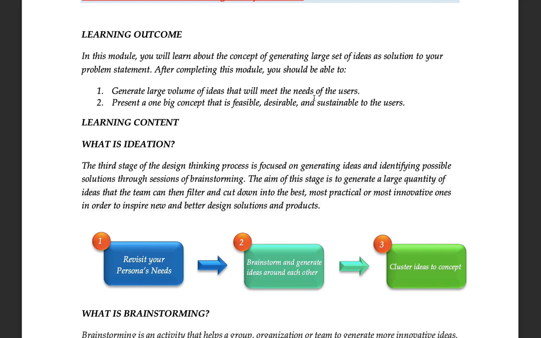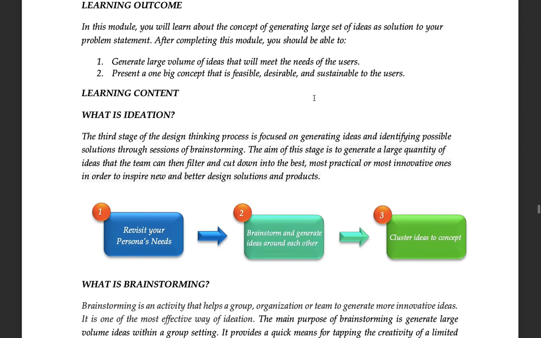Now, these are the steps. Step 1, revisit your persona's needs. Step 2, brainstorm and generate ideas around each need. Make sure that you address the needs of your persona, or the needs of your users. And then step 3, cluster ideas into concepts.